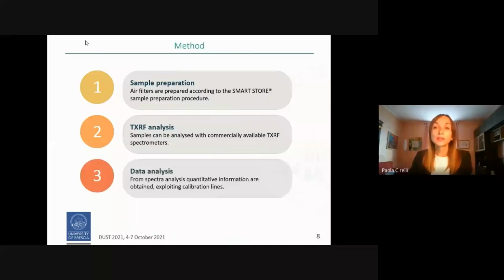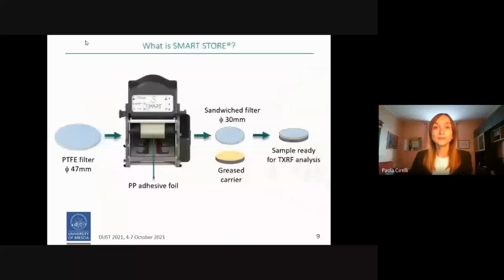The spectra obtained from the measurement of the sample are analyzed to extract the fluorescence intensity of the investigated element. These data are compared to calibration lines built for each element of interest and specific for an instrument. In this way, the elemental quantification is obtained.